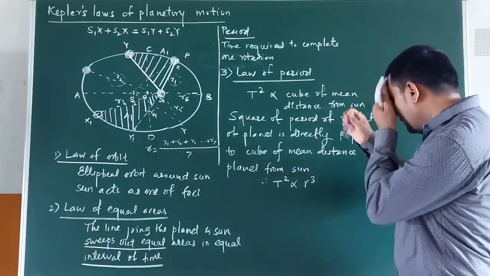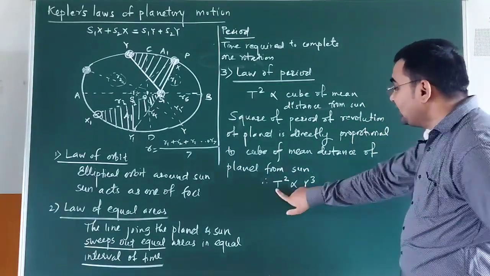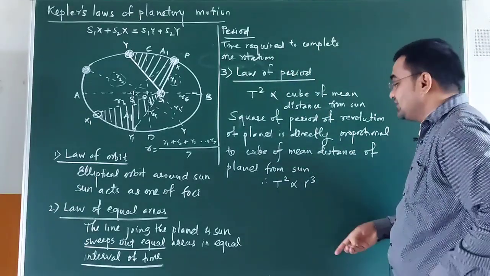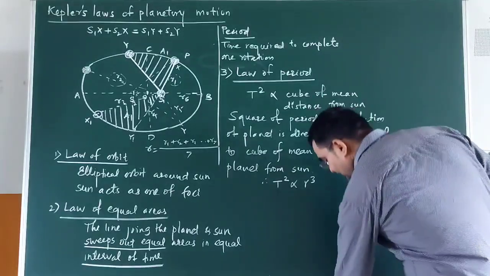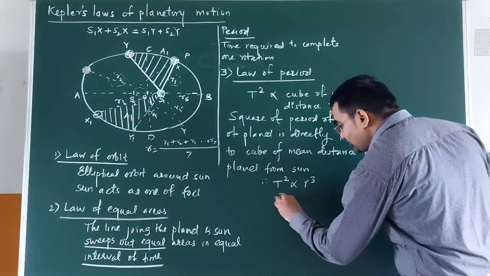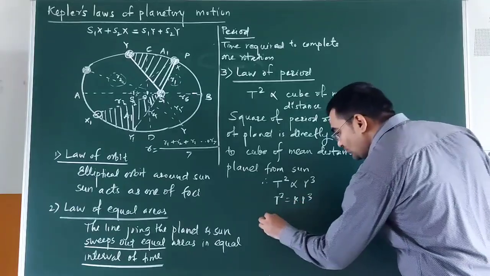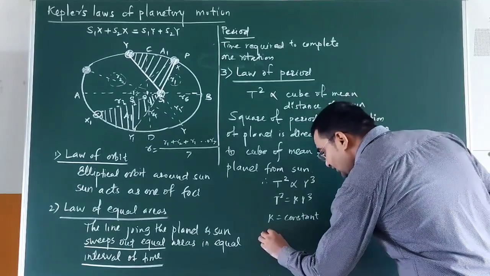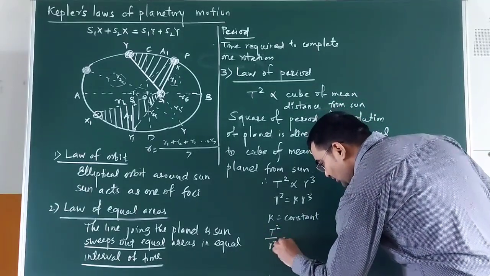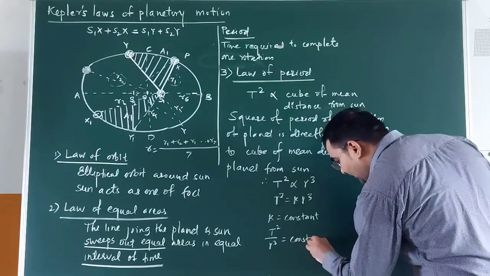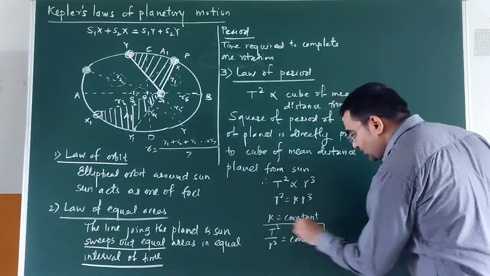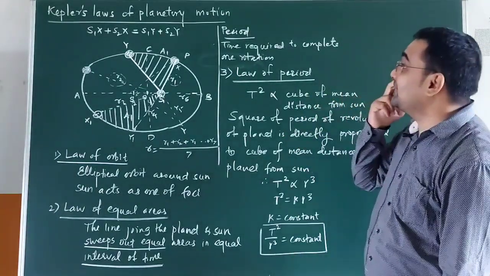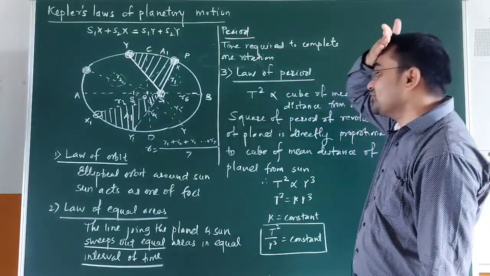Symbols may be different. T is the period of time required to complete one rotation and R is the mean distance of that planet from the center of the sun. So I can say T square equals k into R cube, where k is the constant of proportionality, or I can say T square upon R cube is always constant for any planet. This should be kept in mind always. So today we learn about a very important article, Kepler's laws of planetary motion.